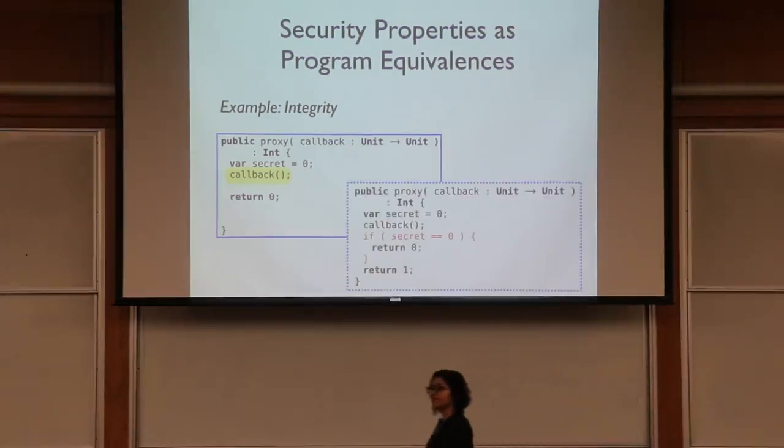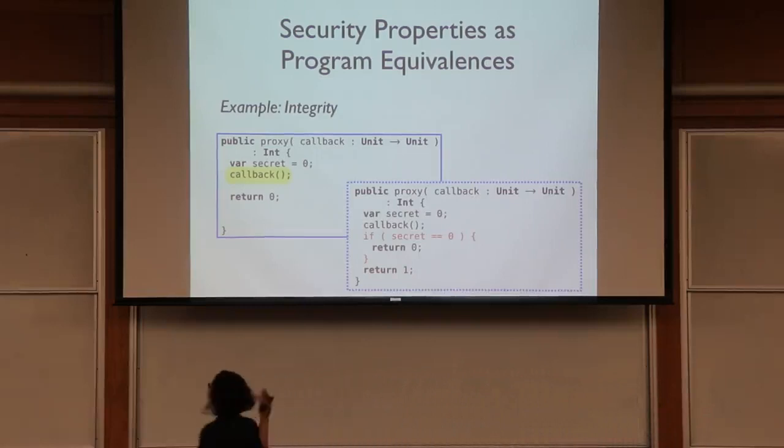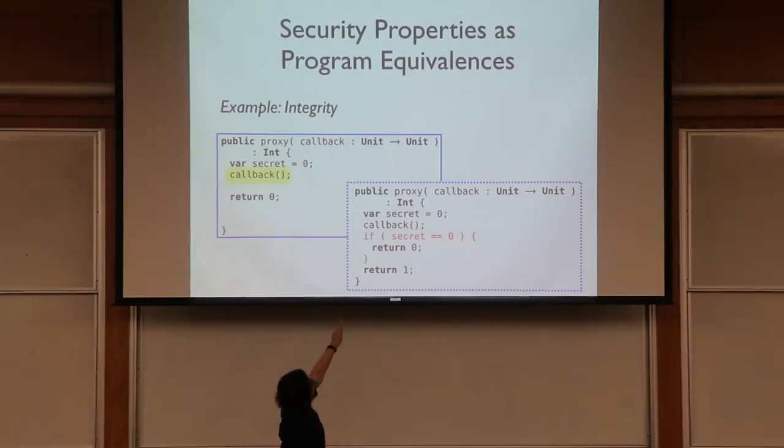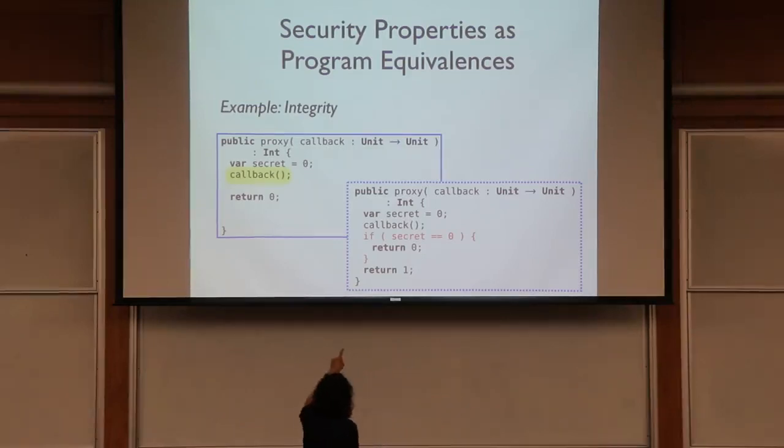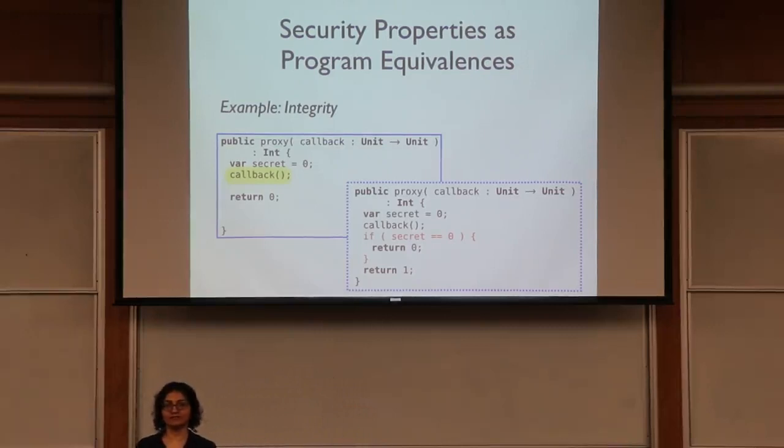So if we want to express this again as an equivalence property, it should be equivalent to this other code. What is this other code doing? Well, after callback, I am checking if secret is 0. And then if secret is 0, I'm returning 0. Otherwise, I'm returning 1. So what I'm saying is that if integrity holds, these two pieces of code must be equal. Must. No matter what callback you pass me. No matter what attacker code you pass me.